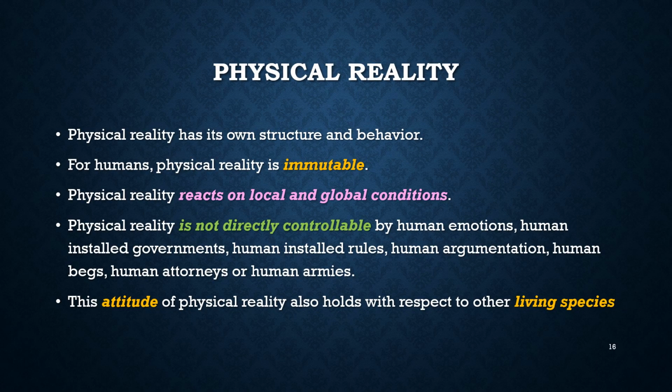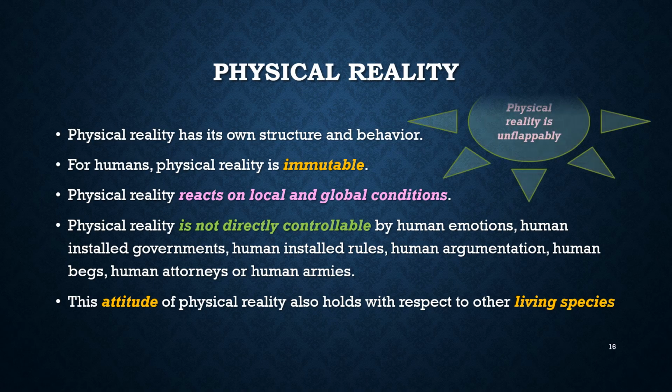Physical reality has its own structure and behavior. For humans, physical reality is immutable. Physical reality reacts on local and global conditions. Physical reality is not directly controllable by human emotions, human installed governments, human installed rules, human argumentation, human begs, human attorneys or human armies. This attitude of physical reality also holds with respect to other living species. Physical reality is unflappable.